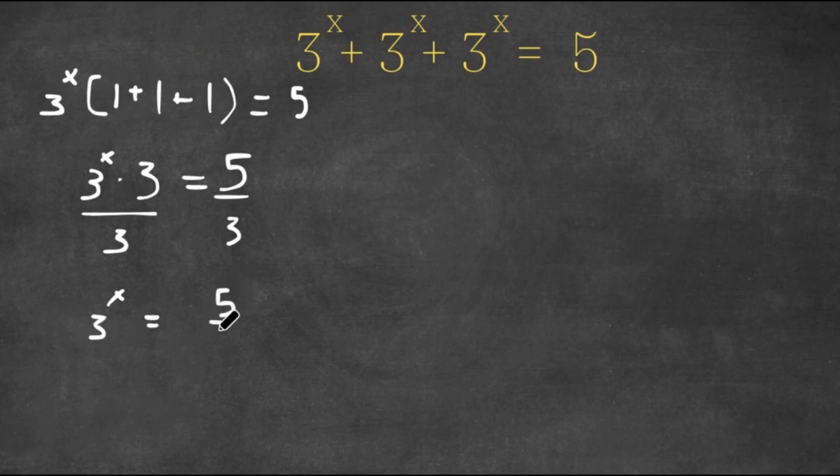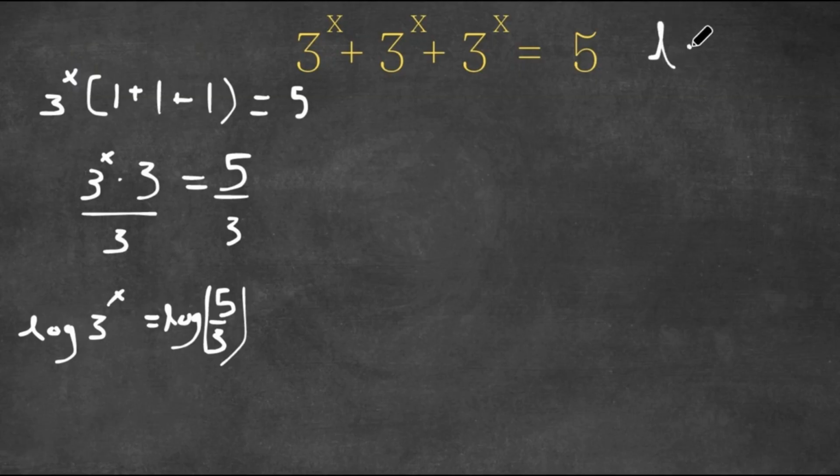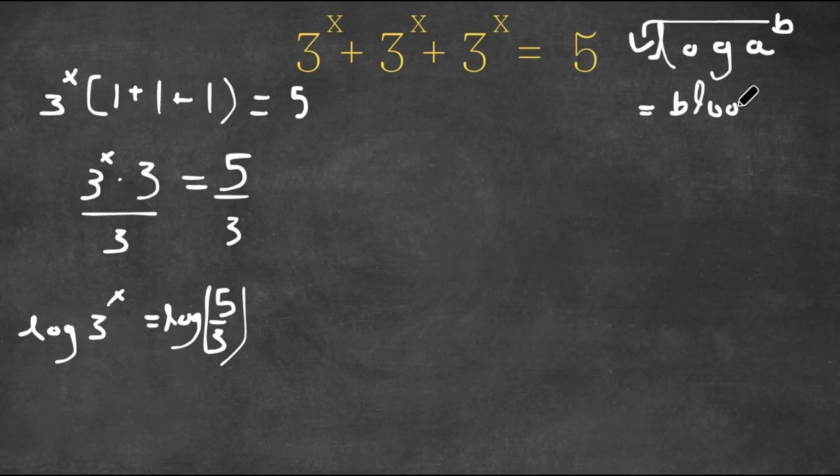Now I'm going to take the log of both sides. And whenever I have a logarithm in the form log a to the power of b, I can actually move our exponent here, b, to the front of the logarithm. And this is known as the power property of logarithms. So this would be equal to b times log a.